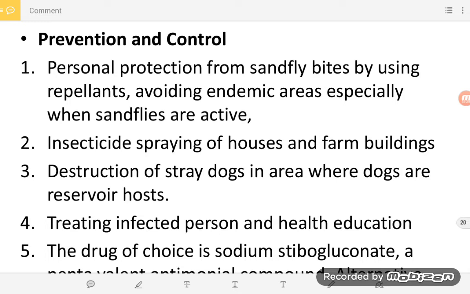We already discussed the dogs are the reservoir host. So normally, if we identify any area with infected dogs, we have to destroy the stray dogs. Treating the infected person: here we want to treat the person, they are the source of infection. So if any person is identified, we have to treat them.